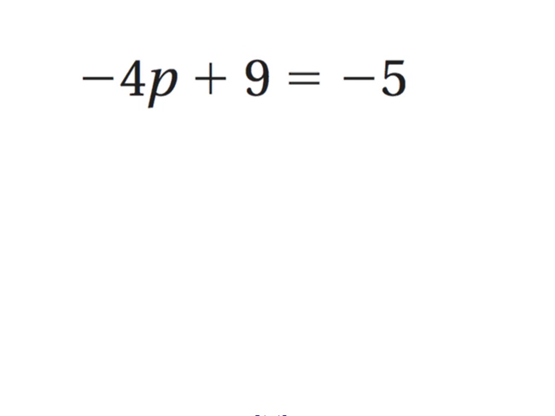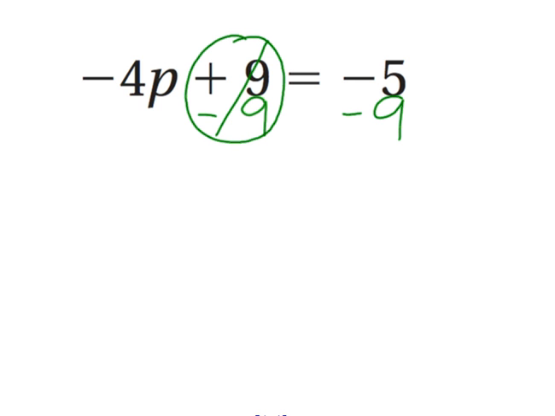Okay, next one, negative 4p plus 9 equals negative 5. Just like before, we're going to start with canceling out the constant. This time, I'm going to either subtract 9 or add 9 negatives to each side to make a 0 pair. So I'm left with negative 4 times p equals negative 14. And then from here, I'm going to divide by negative 4 on each side.